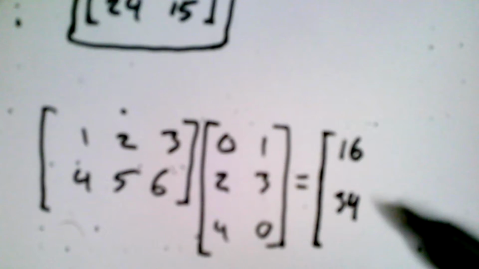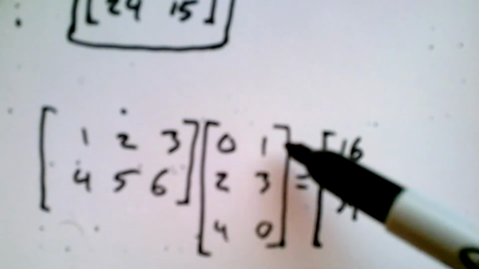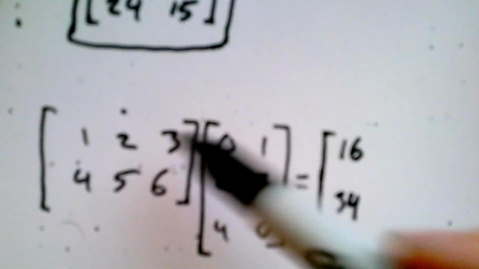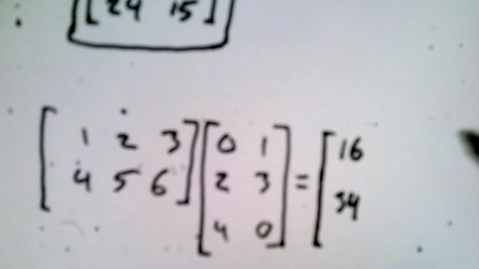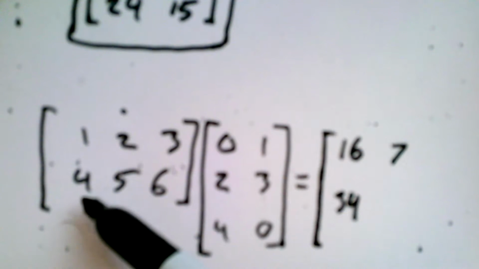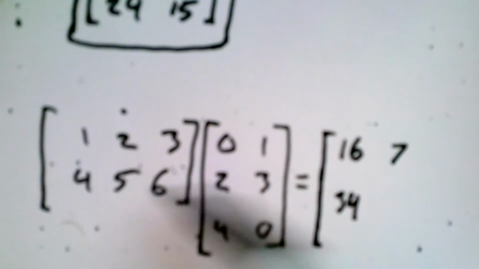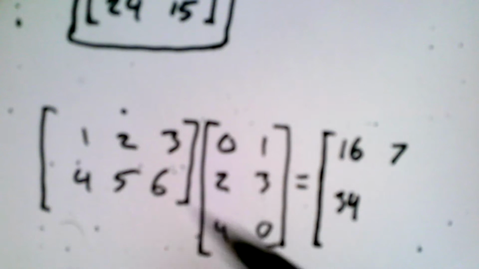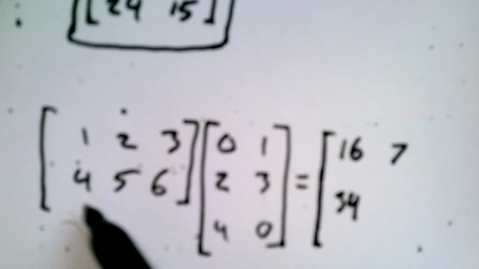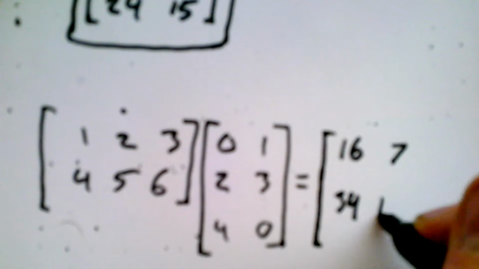Now we move to the next column. 1 times 1 is 1, 2 times 3 is 6, 3 times 0 is 0, 1 plus 6 is 7. 4 times 1 is 4, 5 times 3 is 15, 6 times 0 is 0, so 4 plus 15 is 19.